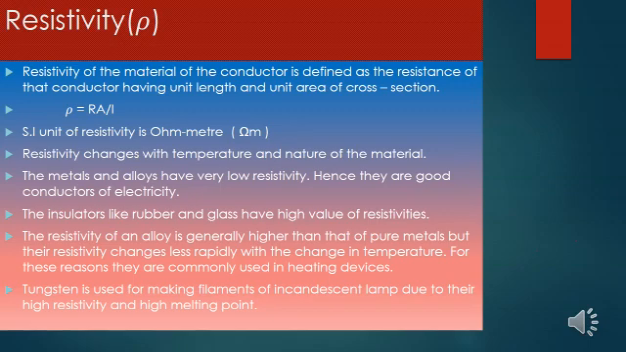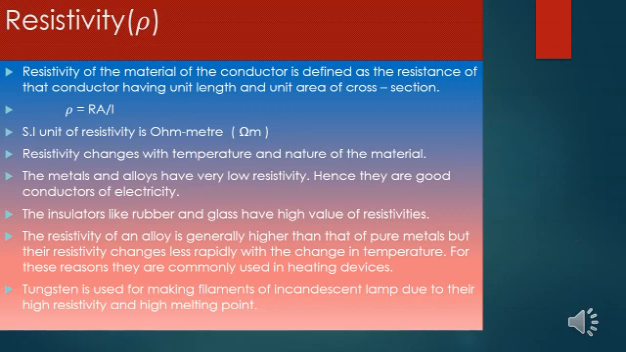Or we can say that resistivity of the material of the conductor is defined as the resistance of that conductor having unit length and unit area of cross-section. That means resistivity is the characteristic property of a material. It doesn't change with the length or the area of cross-section. Suppose we compress a material or we stretch a material, the resistance of the material changes, but it has nothing to do with resistivity. The SI unit of resistivity is ohm meter.